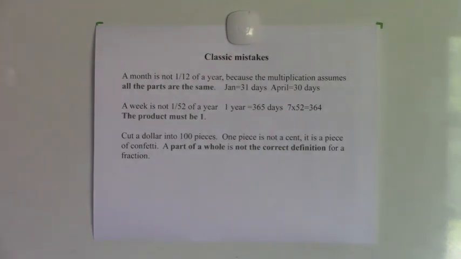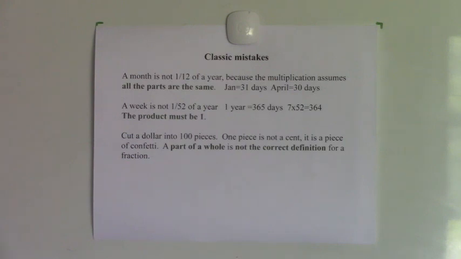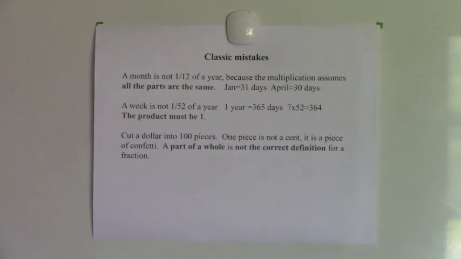These are classic mistakes. What is a month? It's not a 12th of the year, as almost everybody in the class will say, because multiplication assumes all the parts are equal. That's what we did with the 3 times 5. January has 31 days. April has 30 days. All the months are not equal. What about a week? A week is not a 52nd of the year, because if we multiply 7 times 52, we get 364. And we want 365 out of 365 days, not 364 out of 365 days. So the product must come out to 1.